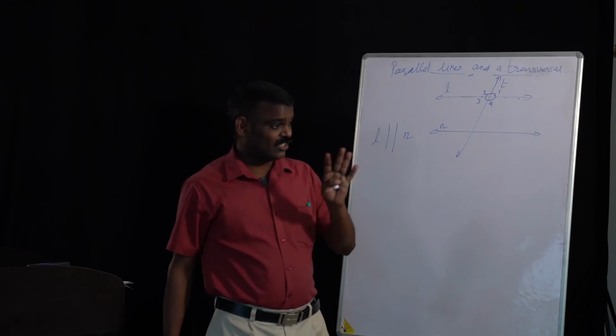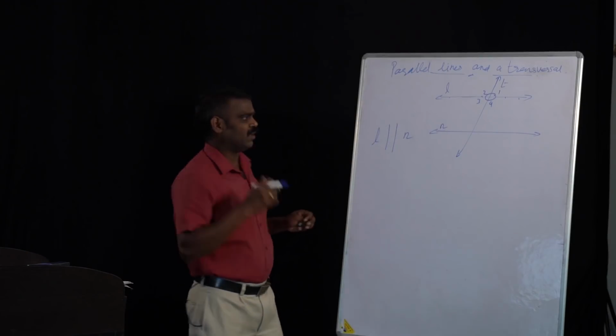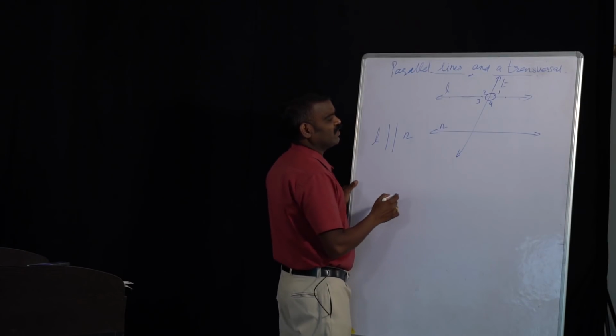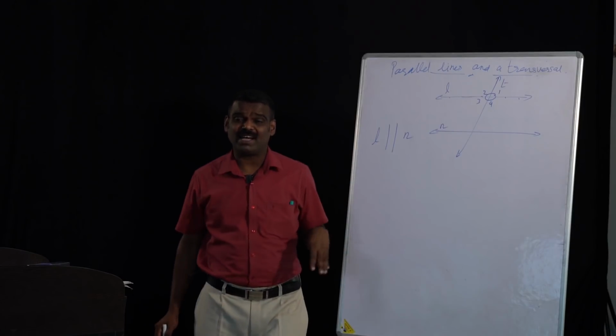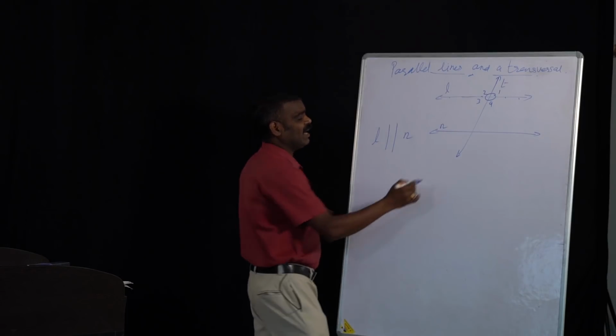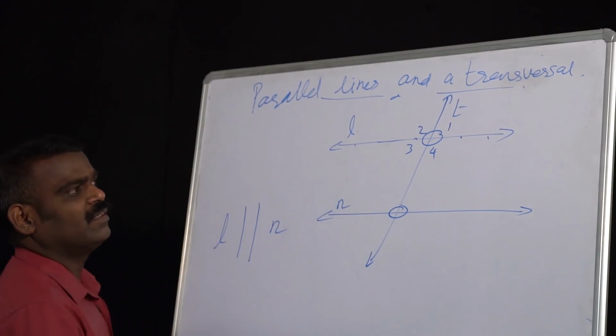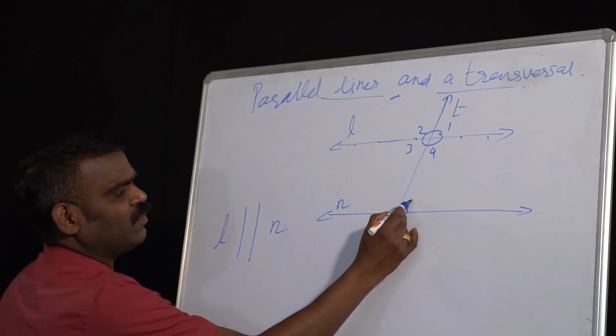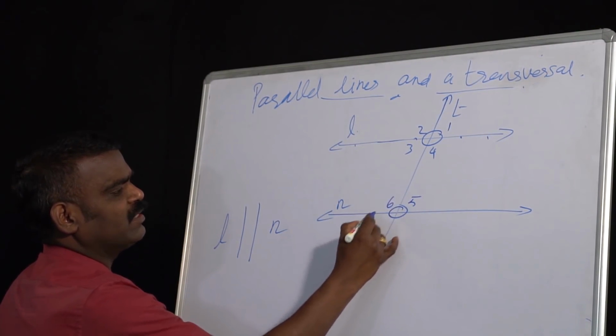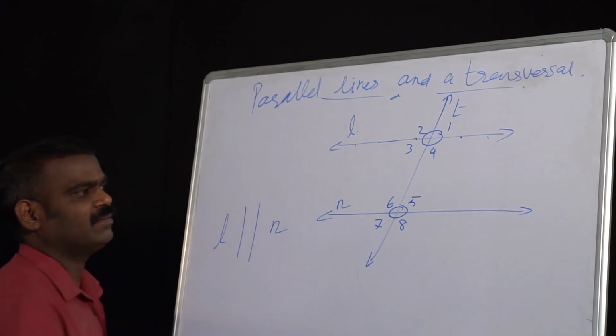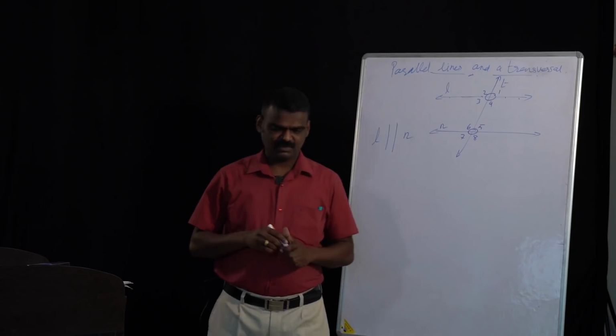But T has not stopped there. Still, T started traveling some more distance. When it travels some more distance, it finds another line called N. And again it crosses. Again it made another 4 angles: 5, 6, 7, 8. Right?